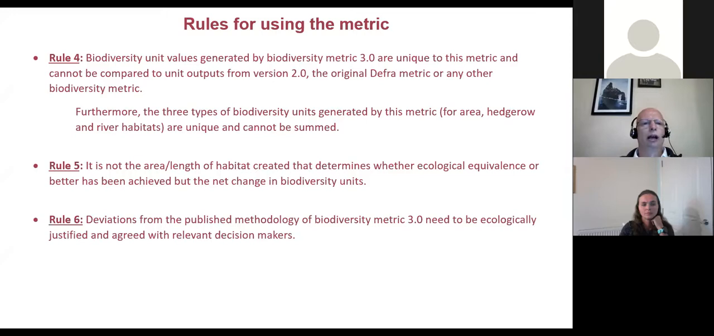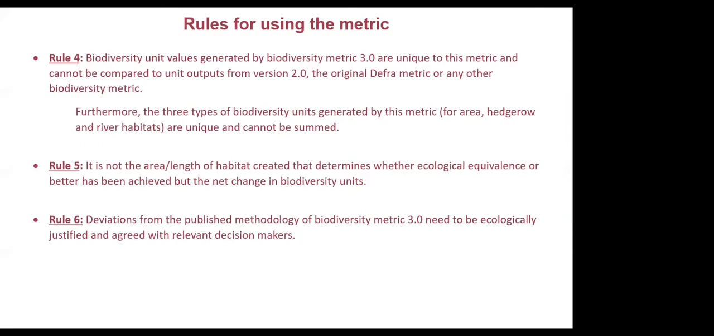And also things like the area of the habitat or the length is not what determines its ecological significance, but the net change in biodiversity units is what we're looking for. So it's not just a size thing. And then just to point you in the direction of rule 6 as well. Any deviations from the metric need to be ecologically justified and agreed. So there is scope in rare circumstances to deviate from the metric, but that should be very much the exception rather than the rule. And that needs to be based on full ecological credentials rather than just because it's more convenient to do so.